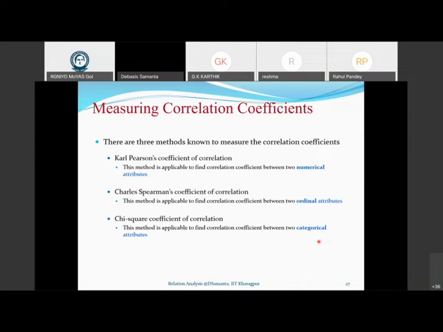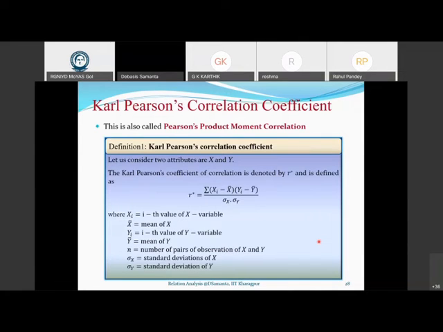Now let's start with the first, the Karl Pearson correlation coefficient analysis. Here we assume that two attributes are given to you. You can say X is one column, Y is another column. X has some set of values, Y has another set of values. So this is your table. This is your population data.